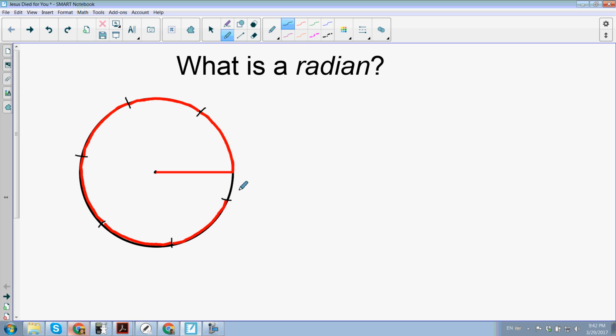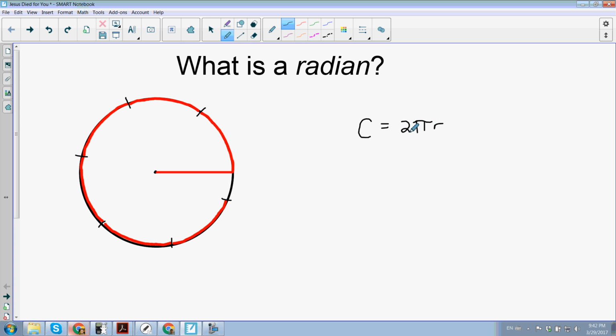So 6 of them make it almost all the way around. I wonder if you know exactly how many of those radius lengths it takes to make it around the circle. Hopefully, you remember learning this formula, the circumference of a circle. How many radius lengths is the circumference of a circle? It's 2 pi of them.